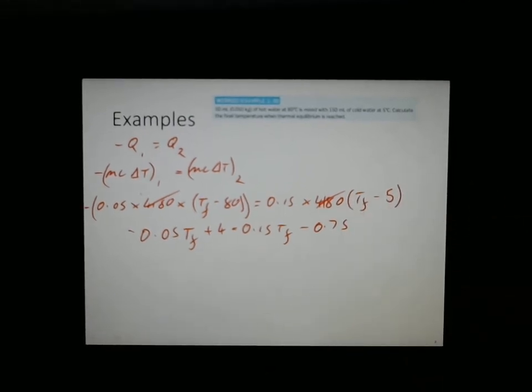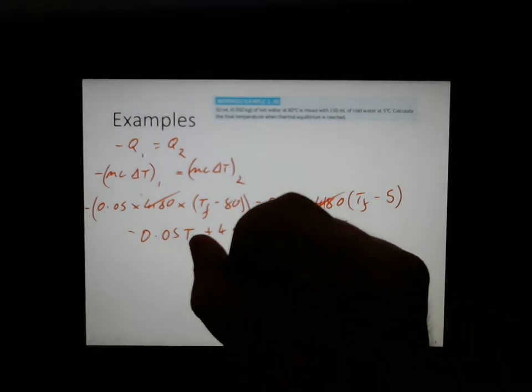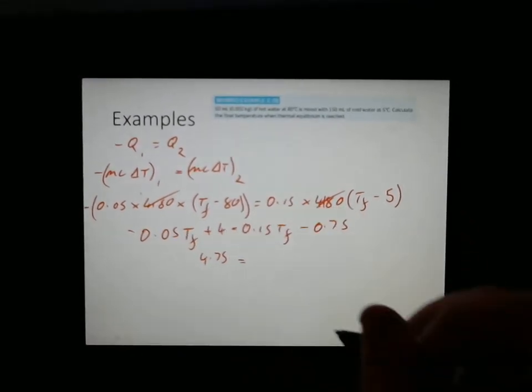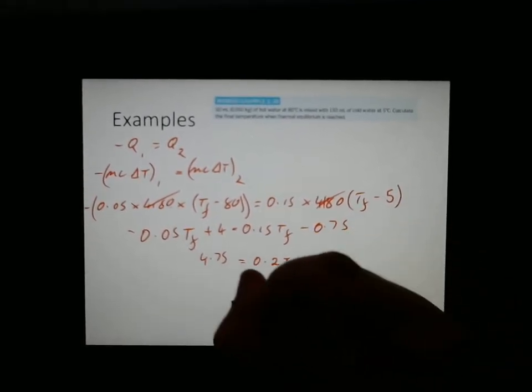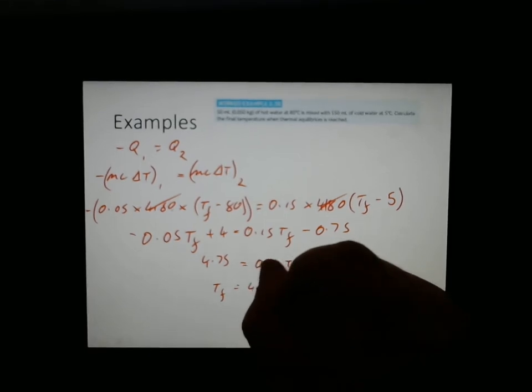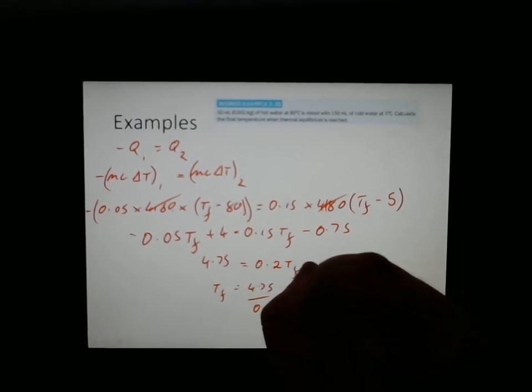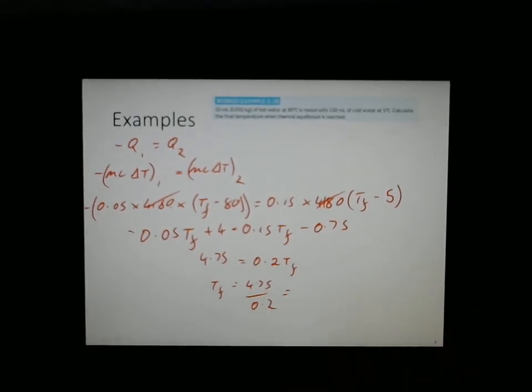Now we can simplify all our stuff together. I'm going to add this to the other side, and I'm going to add this to the other side, so I'm going to have 4.75 equals 0.2 TF. TF equals 4.75 over 0.2, and that should equal 50 degrees. So 4.75 divided by 0.2. I've made a mistake here somewhere. Oh, sorry, I was looking at the wrong worked example, just to double check.